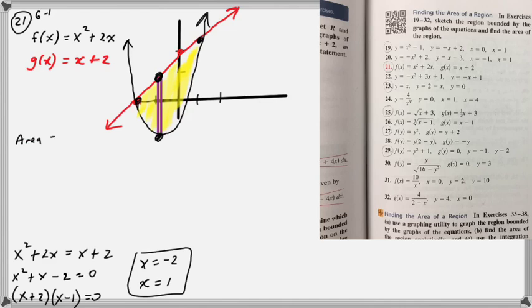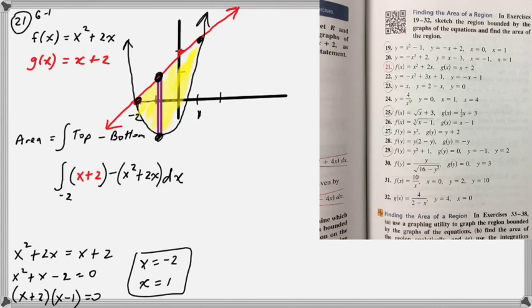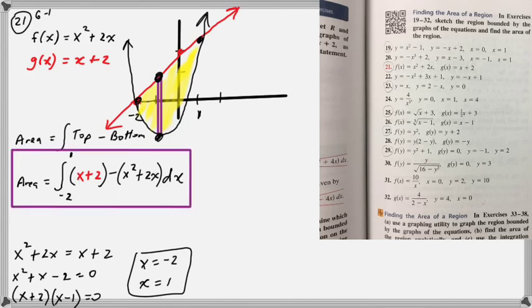For area, you integrate the top curve minus the bottom curve. So what curve is on top? I think it's the line, isn't it? x plus 2. And what curve is on bottom would be the parabola x squared plus 2x. It's going to be dx, and what are my bounds on the x-axis? -2 to 1. So I'm boxing this in because that's the setup for my area.